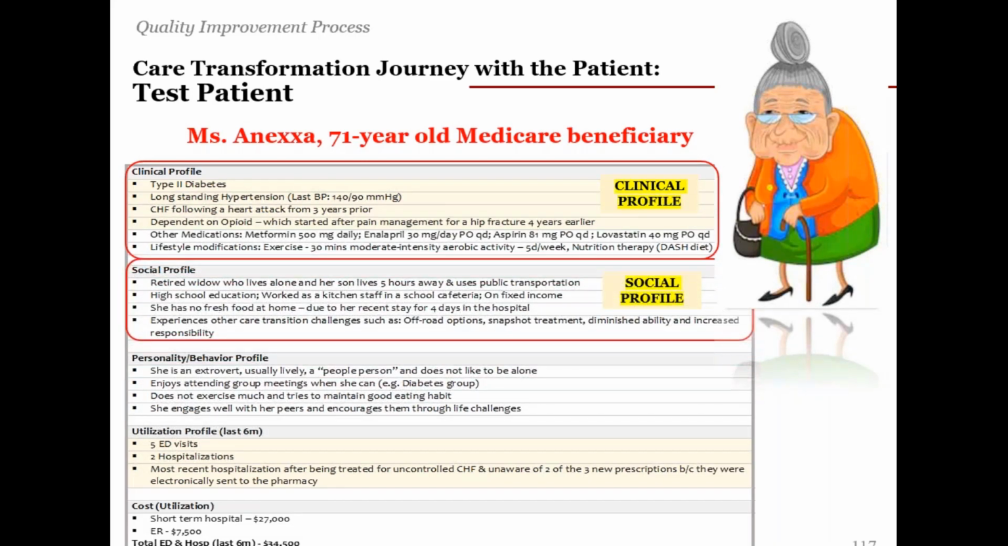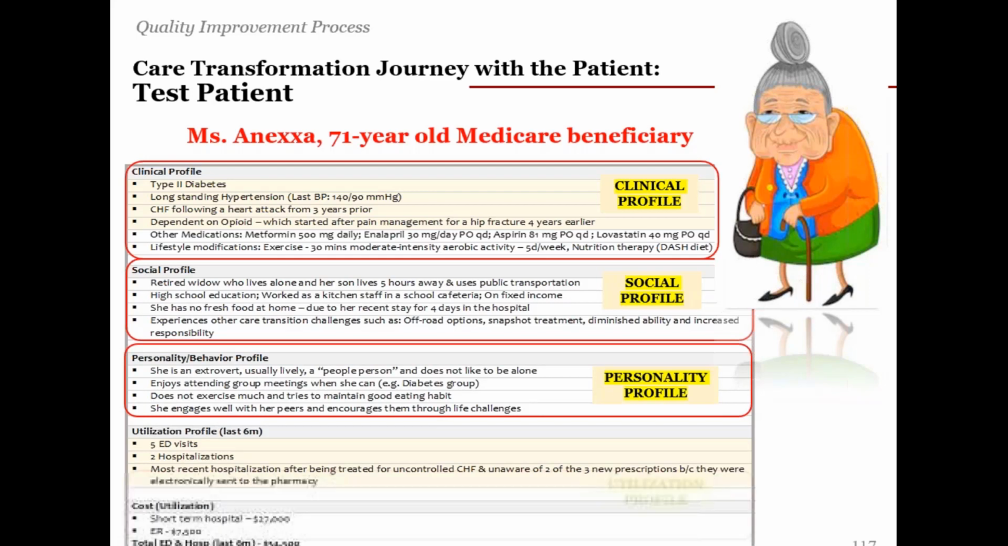This is a social profile. When we come to session 8 or 9, I believe, to discuss social needs and social determinants, we look more into what her social profile looks like. Personality and behavior profile: we need to know her personality. Some people you have to be more careful when talking to them, they're more extroverted or introverted, so things to keep in mind.